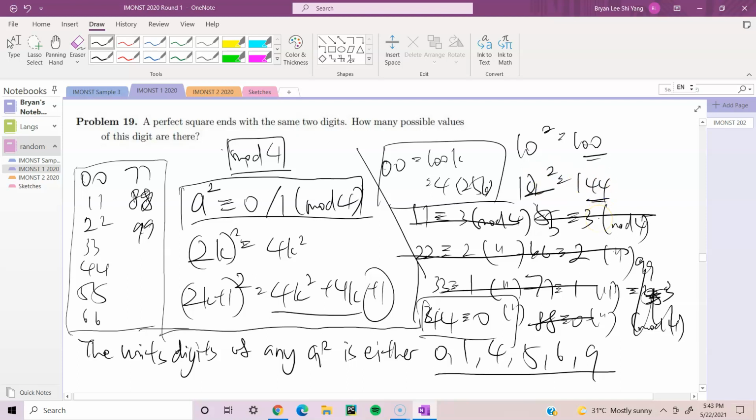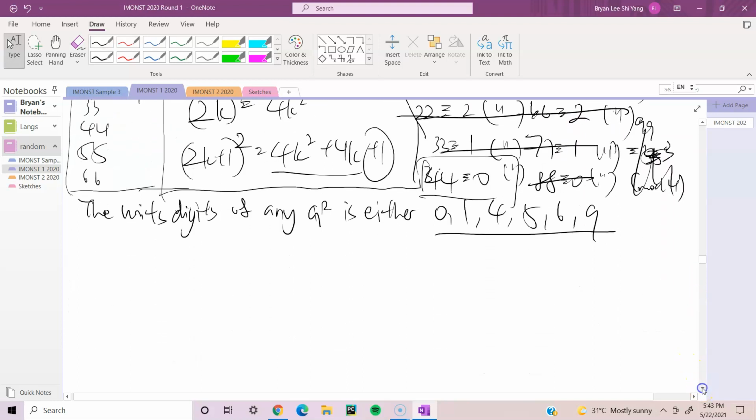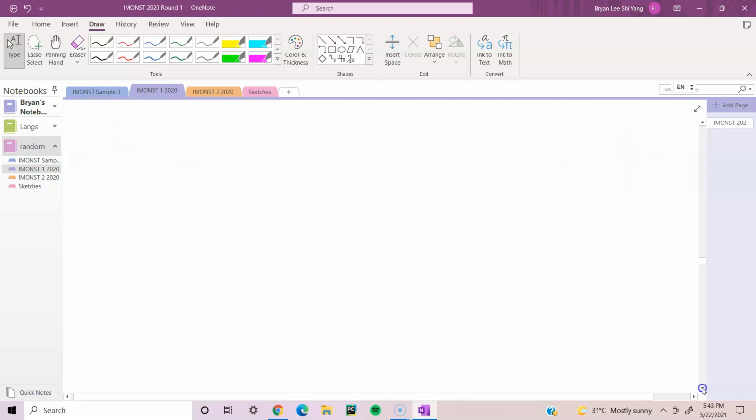Okay. So how many possible values of this digit are there? In short, the answer is just 2. Okay, so hope you guys got it right. Now let's move on to the last question.